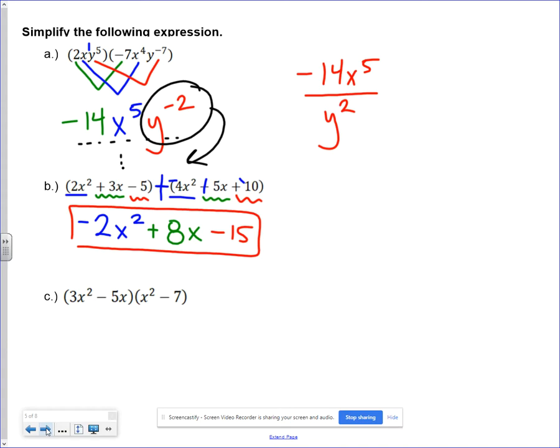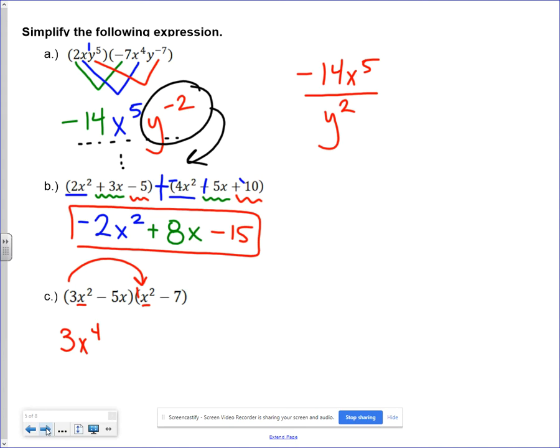Well, C looks like a problem you've seen before. For problems like this, we always do FOIL. So we're going to take the first term times the first term. So I'm going to take 3x squared times x squared. So I'll multiply the numbers in front. So 3 times 1 is 3. Now I'm multiplying two powers that have the same base. What do we do? We add the exponents. So 2 plus 2 will be 4. So 3x squared times x squared gives you 3x to the 4th.